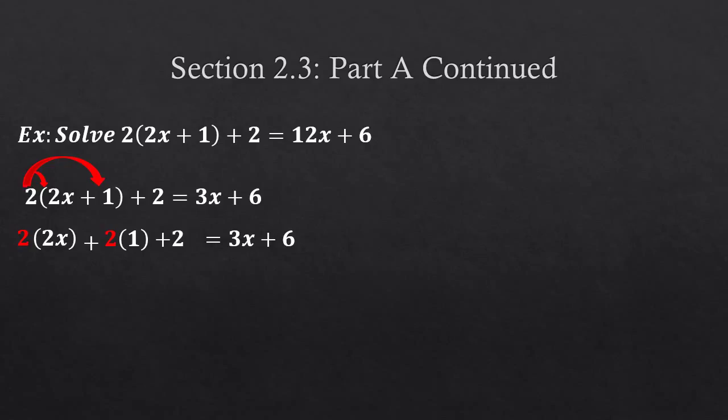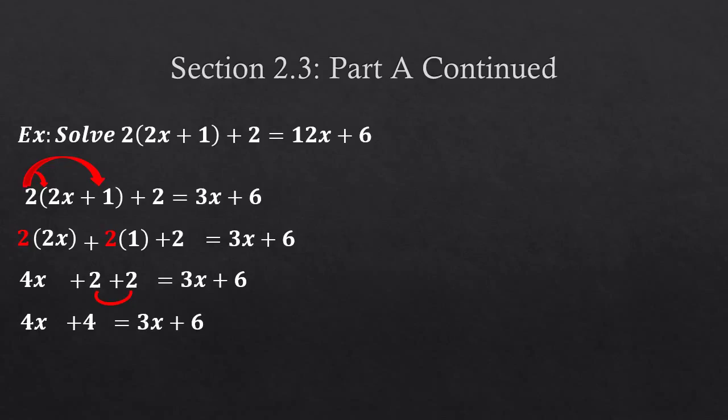Second step, after you wrote it down, do the actual multiplication. 2 times 2x is 4x. Bring your positive sign down. 2 times 1 is 2. Right now your positive 2 that was already there equals your right-hand side. On your left-hand side, you do have like terms, which is the positive 2 and the positive 2, same signs. Add and keep the common sign. So 4x positive 4 equals the right-hand side.